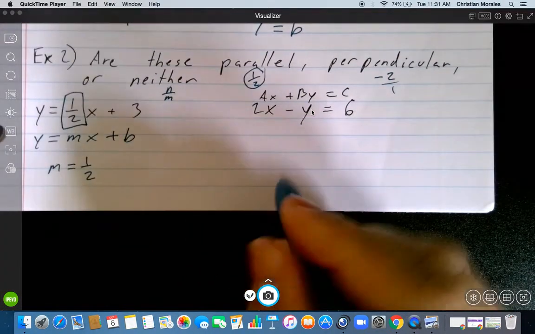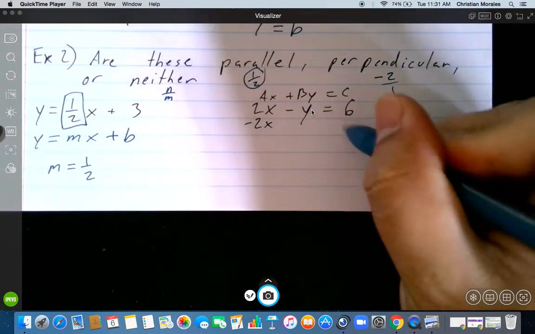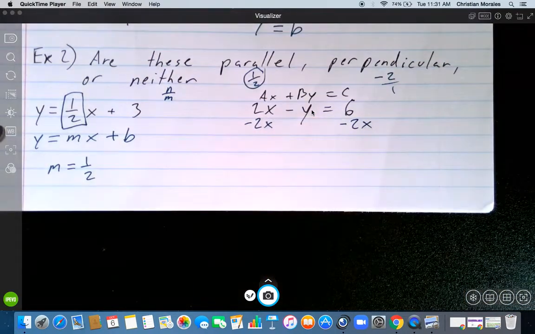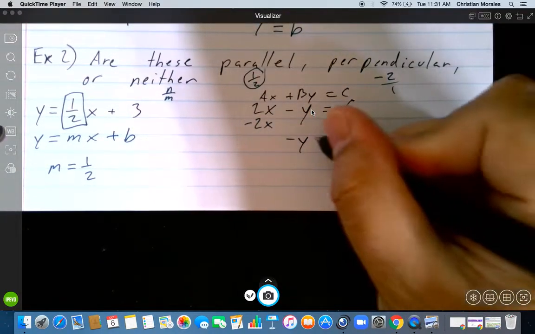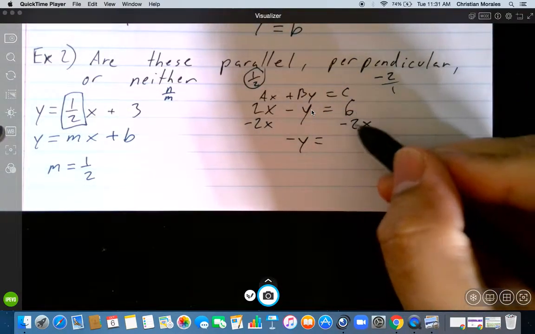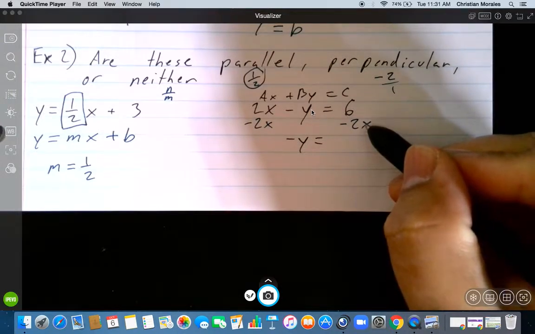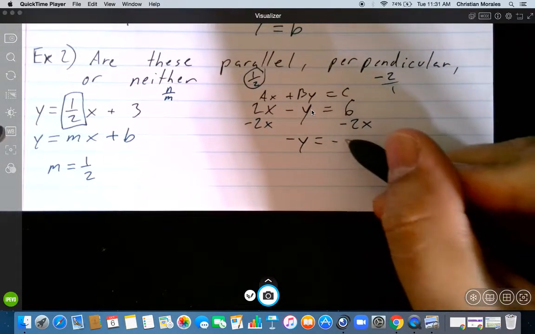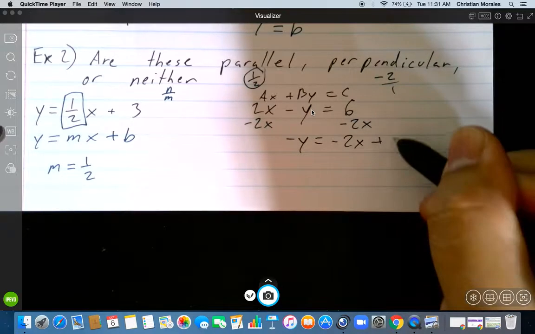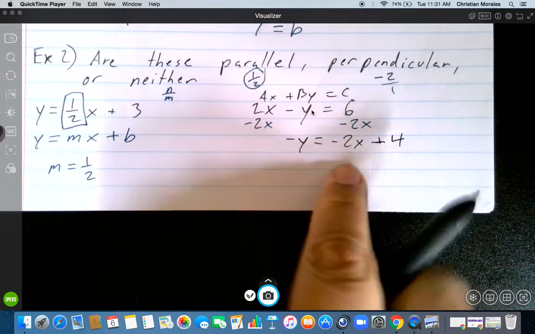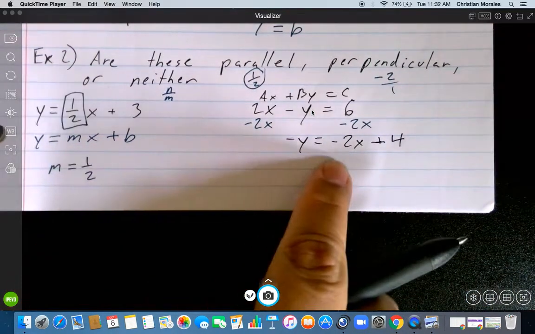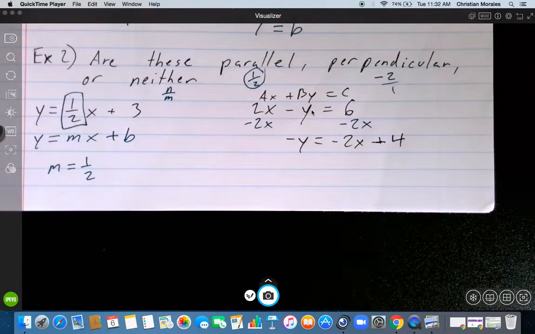I'm going to start by moving the 2x. I'm going to move 2x to both sides. Okay. Now I get this. Now I could do 6 minus 2x, but I don't write down 4 because they're not like terms. But I'm going to write it like this, because I want this to look like mx plus b. I'm almost there. There's a negative sign.